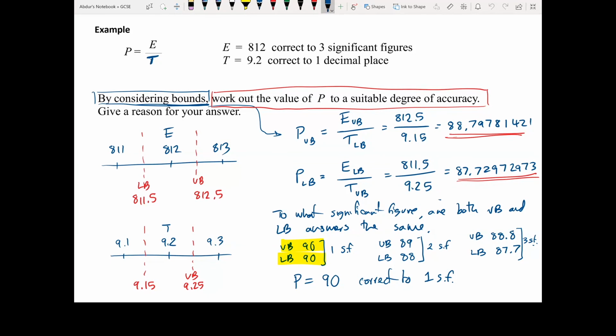So one significant figure gives us the same value, whereas two significant figures doesn't. If two significant figures did give us the same value, we would write that down instead, because that would be more accurate. So you write the most accurate answer where both upper bound and lower bound answers are the same when rounded to the same significant figure. So our final answer here is p is equal to 90, correct to one significant figure.